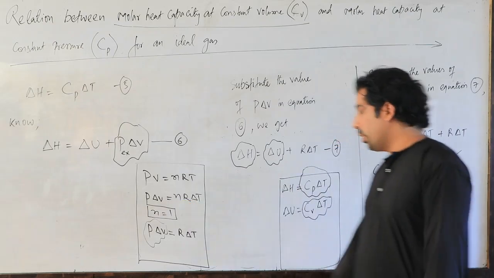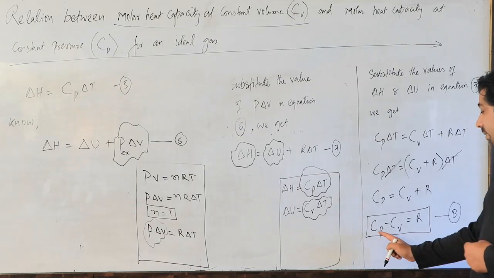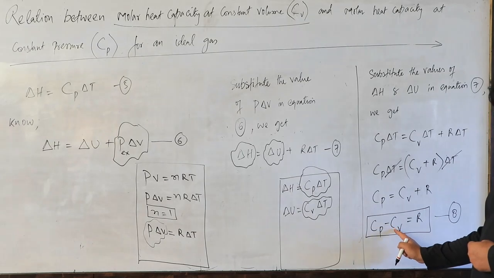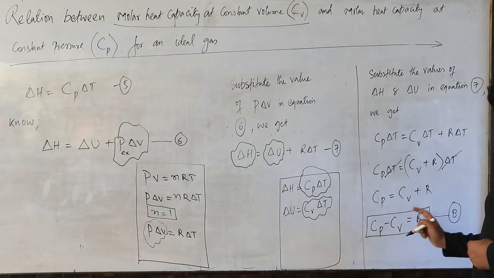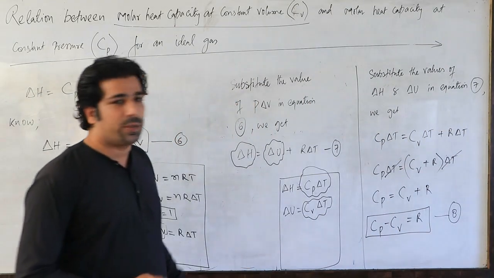Remember that. So you have here Cp minus Cv is equal to R. That is molar heat capacity at constant pressure minus molar heat capacity at constant volume is equal to a constant, and that constant is the universal gas constant. Please make note of this.